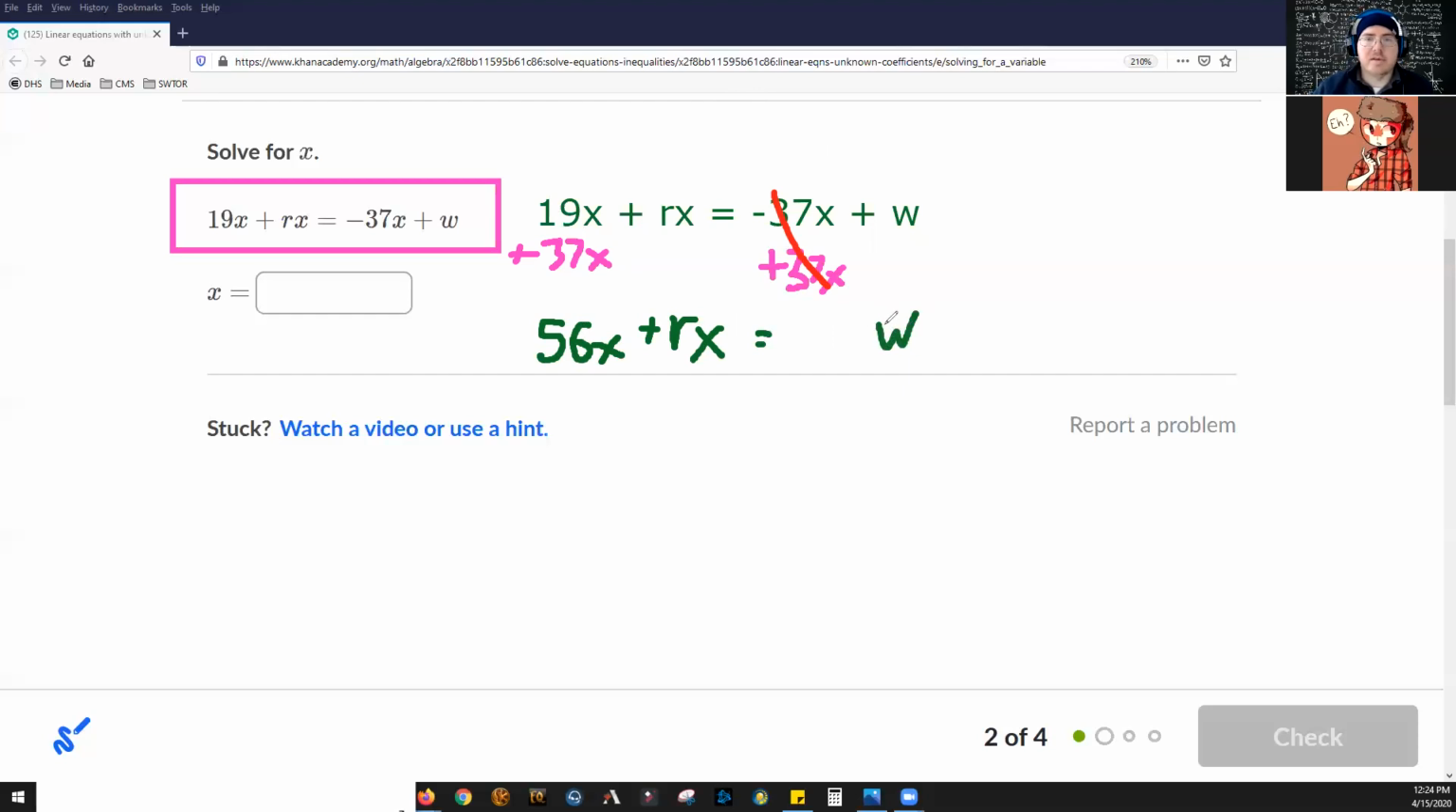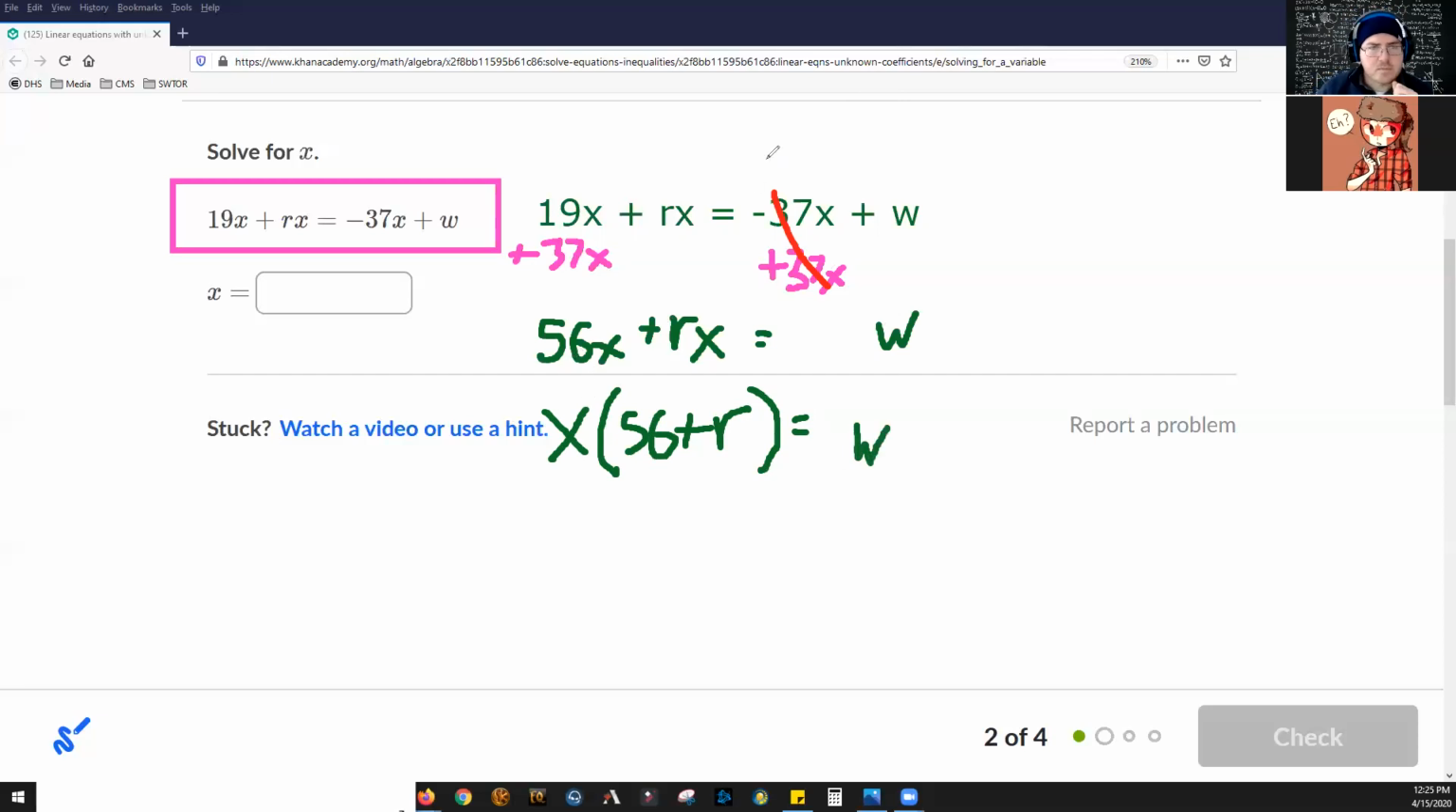Now, we're going to do the opposite of a distributive property. The distributive property is when you're multiplying a term into a binomial or a trinomial or whatever. This is where we're going to be ripping something out of a binomial. It's called factoring. So you'll notice that both 56x and rx are both multiplied by x. Therefore, I could rewrite this as x times 56 plus r. And that's the worst w in the history of w's.